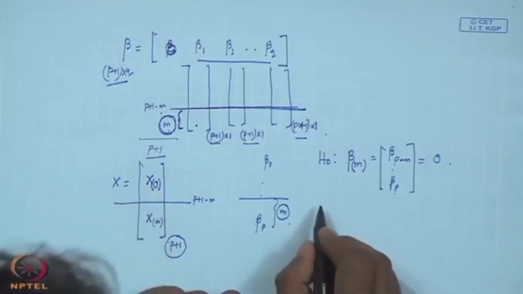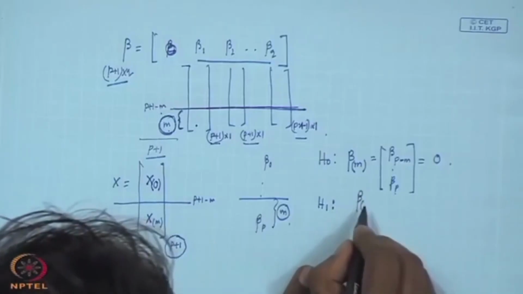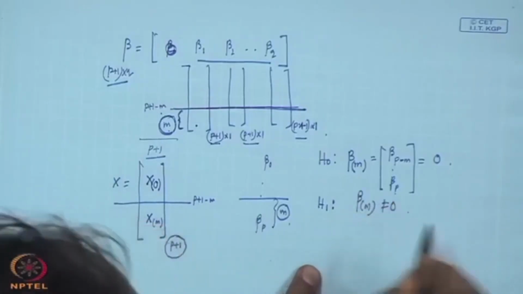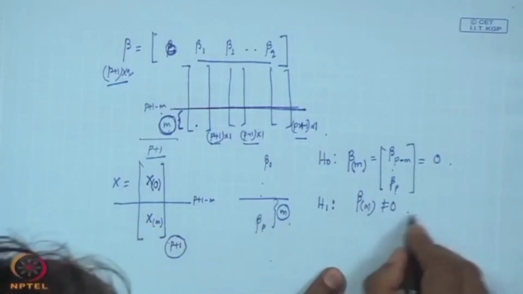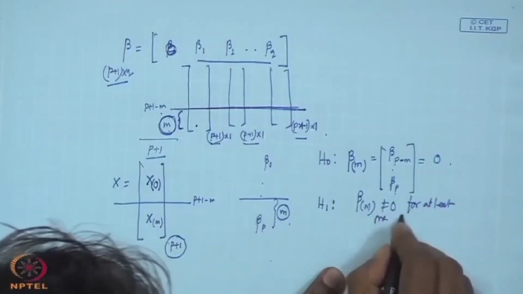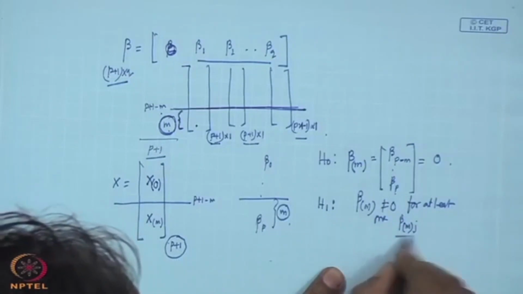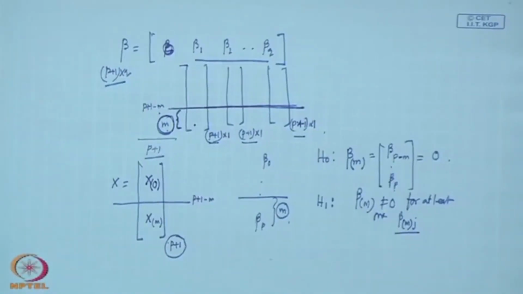correct. Then H1 is that beta m is not equal to 0 for at least one of the variables, at least one beta mj. Okay. That means the remaining variables that you are discarding are not to be discarded, they are also contributing.